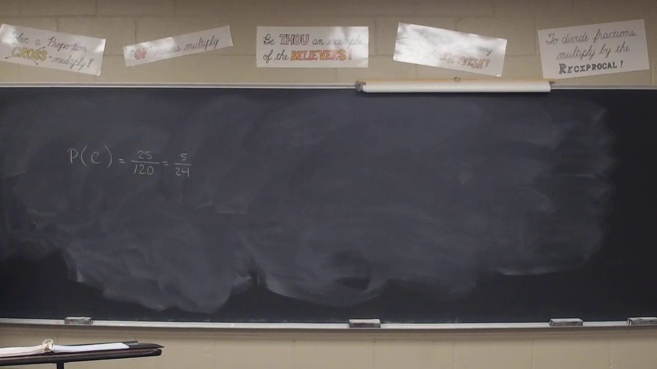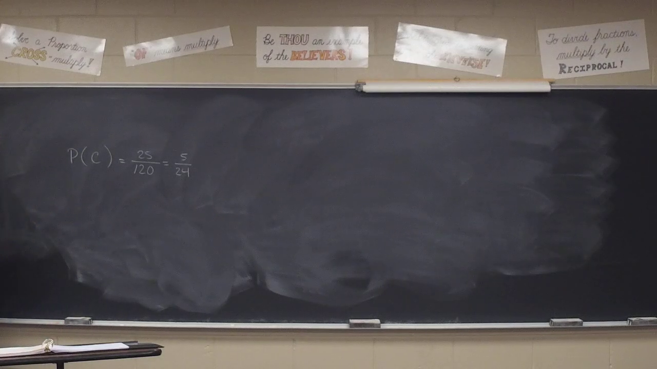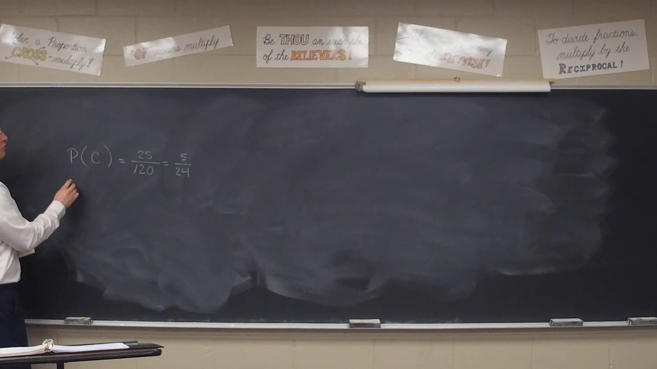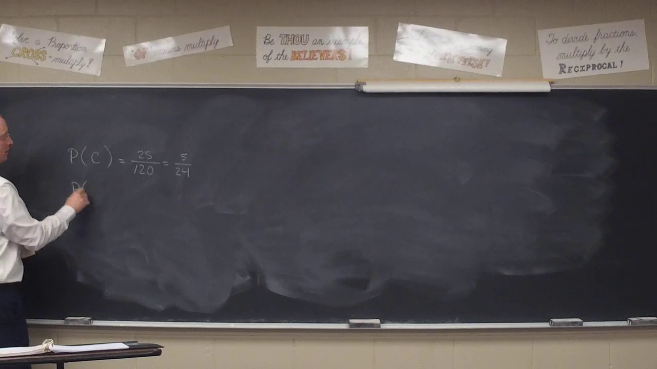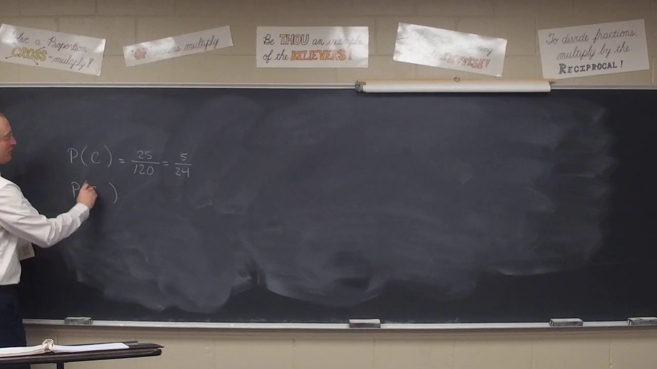Good, so a 5 to 24 chance that if you were to pick a card at random, it would be a catcher. All right, so Ben, let me come back to you for number 5. How would I notate the probability of a shortstop? Notate refers to how I write it. Do you know what the abbreviation for a shortstop is? SS for shortstop.